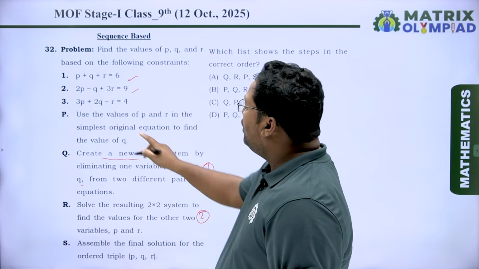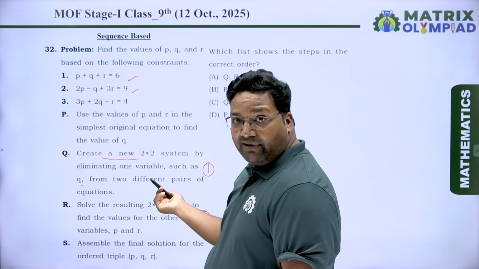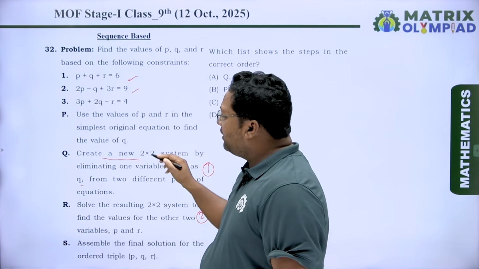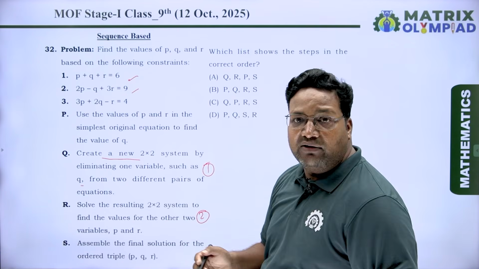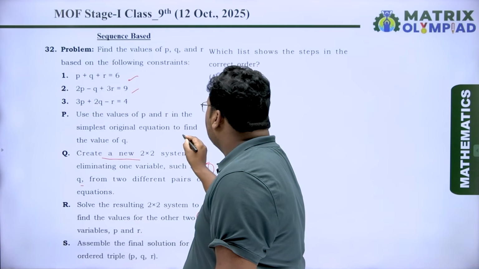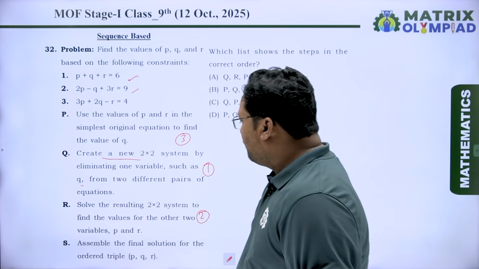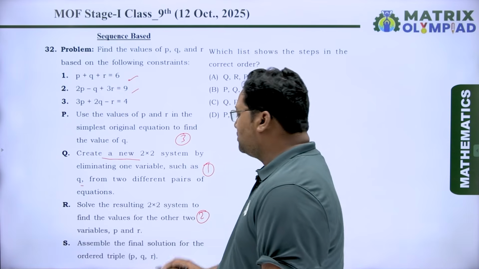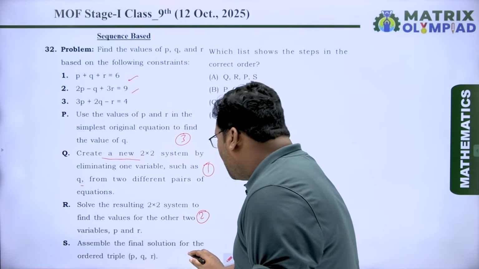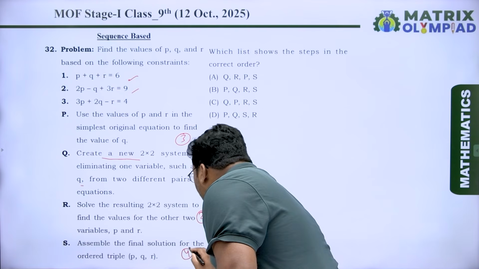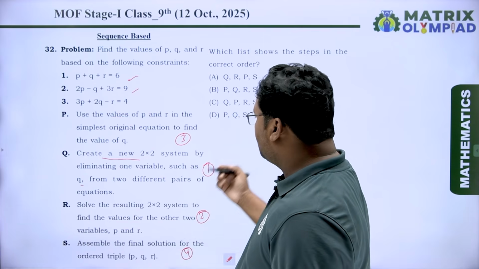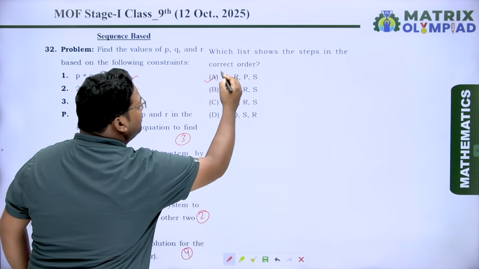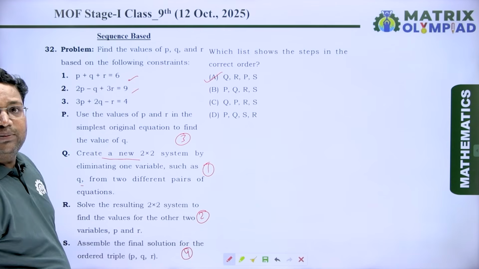Next we have to use the P and R values for finding the value of Q. So use the values of P and R in the simplest original equation to find the value of Q. So it is step number 3. Finally we get the values of P, Q and R. So assemble the final solution for the ordered triple P, Q and R. So this is our step number 4. So the correct answer is in option A. So option A will be the right answer.